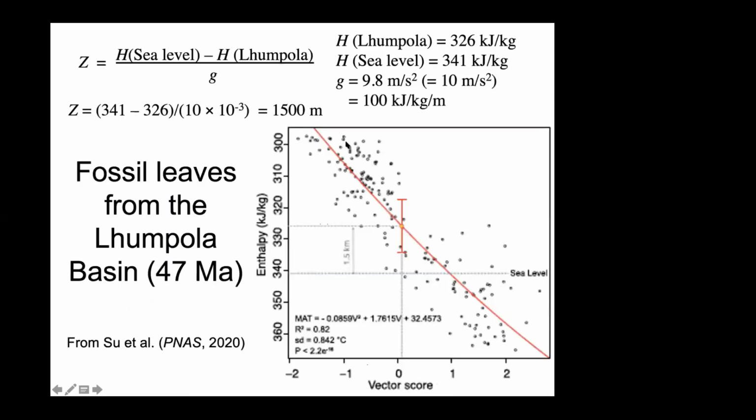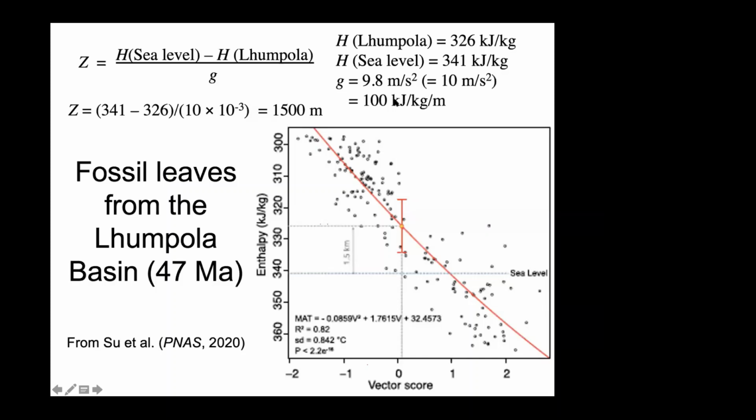So again, similarly, all these dots are modern forest data that have been converted into some vector score that is oriented in this multidimensional space perpendicular to moist enthalpy, where these are increasing, 300 in kilojoules per kilogram. The moist enthalpy for Lumpala is 326, for sea level 341. Gravity, 9.8 meters per second squared. In this business, that's 10.